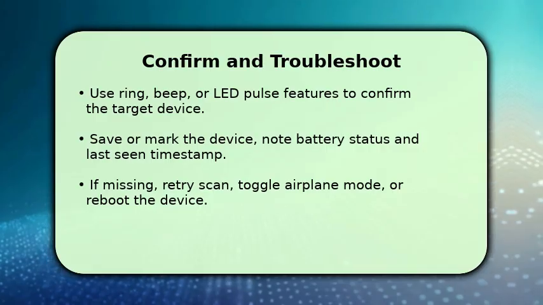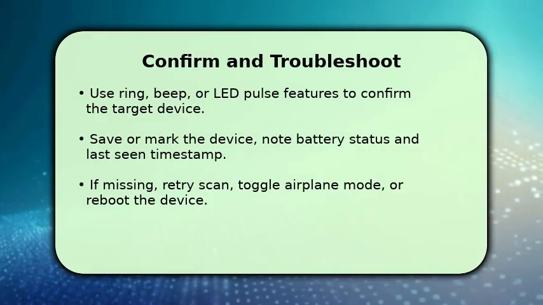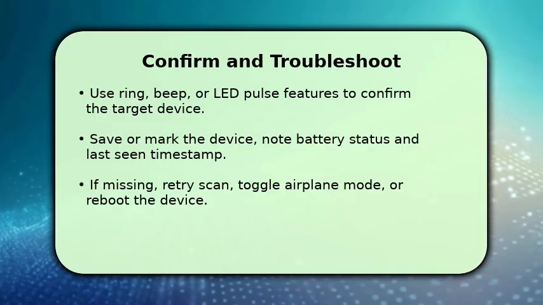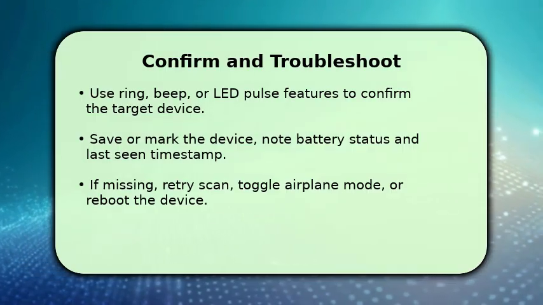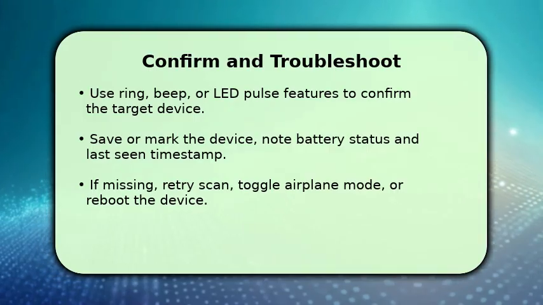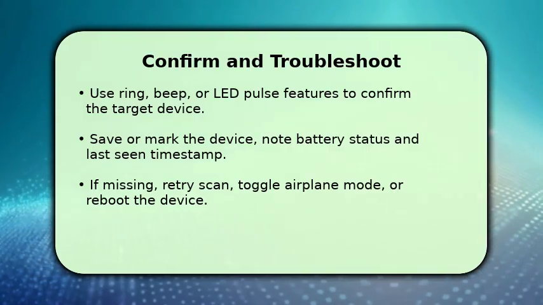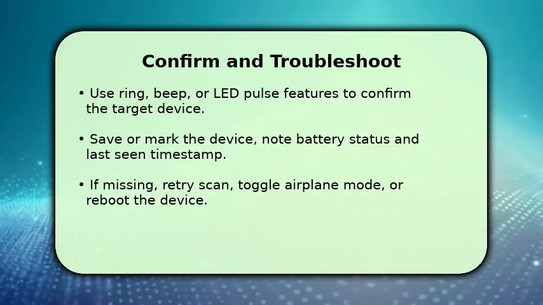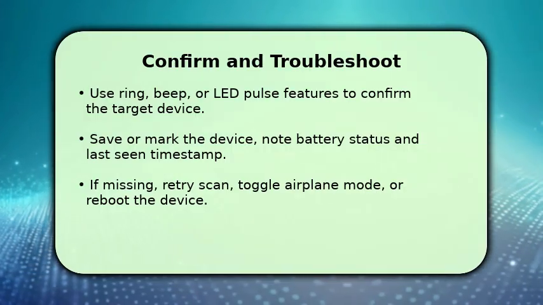If the device doesn't appear, try restarting the scan, toggling airplane mode briefly to reset radios, or moving to a different location to avoid interference. One key troubleshooting tip: reboot the phone and the lost device before deeper diagnostics.